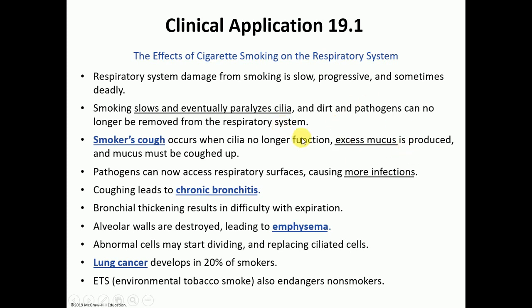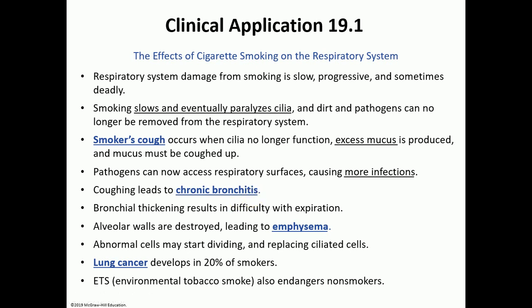These goblet cells are constantly being irritated by that smoke and by all of the chemicals that are in cigarettes, and that leads to that chronic cough. So because of all of that mucus being produced, it has to be coughed up, and that is commonly referred to as smoker's cough. Okay, and because of that, there is a higher risk of getting respiratory tract infections.